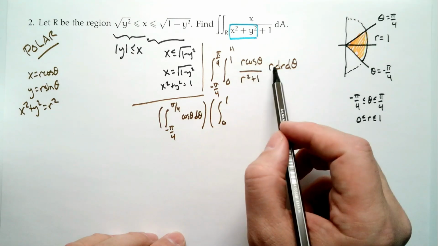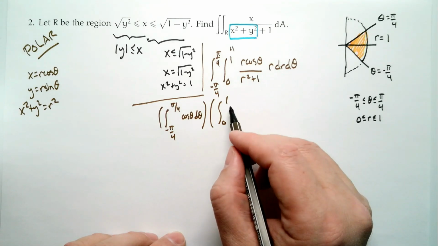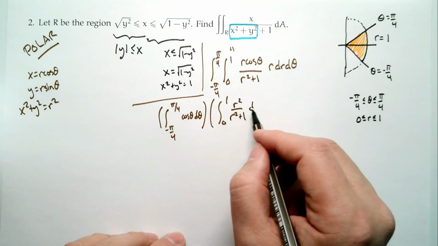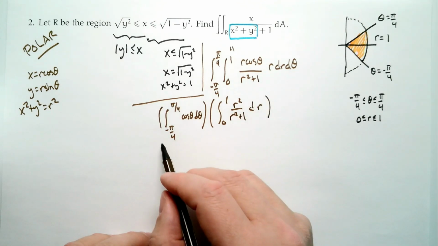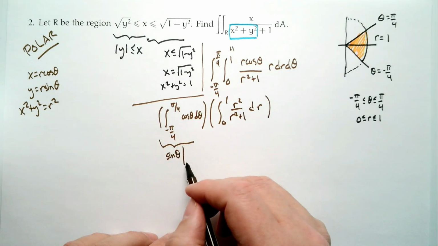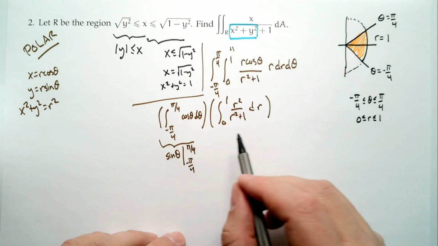Now there's an r and a second r here. Don't forget that r in the r dr d theta, very important r, so don't forget about it. r squared over r squared plus 1 dr. So the first integral of cosine, that's sine, from negative pi fourths to positive pi fourths. We'll come back to that.